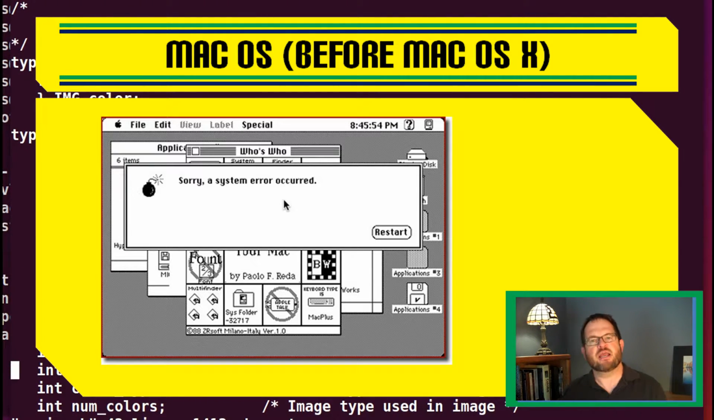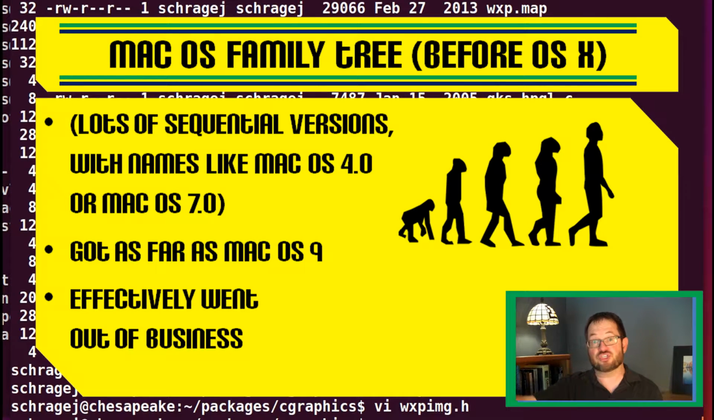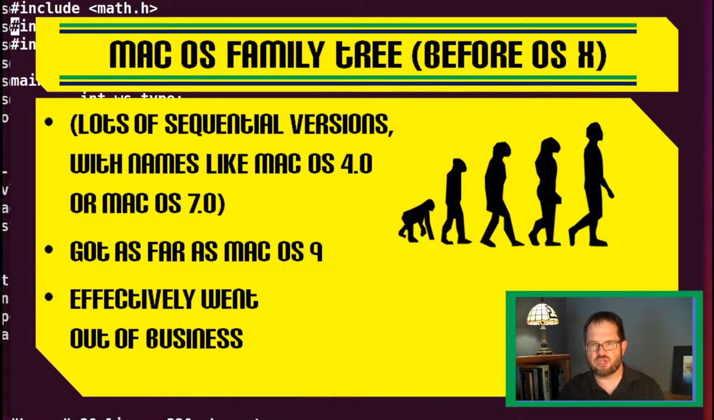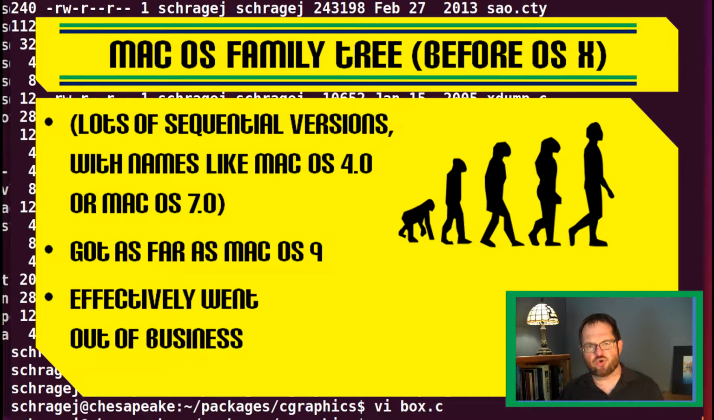The current Mac OS operating system is actually unrelated to what was going on back in the 80s and 90s. Apple released a whole series of sequentially numbered versions of Mac OS. There was a Mac OS 2 and a Mac OS 3, all the way up until they hit Mac OS 9. And so there were gradual improvements and so on in Mac OS over a period of about 15 years or something like that.